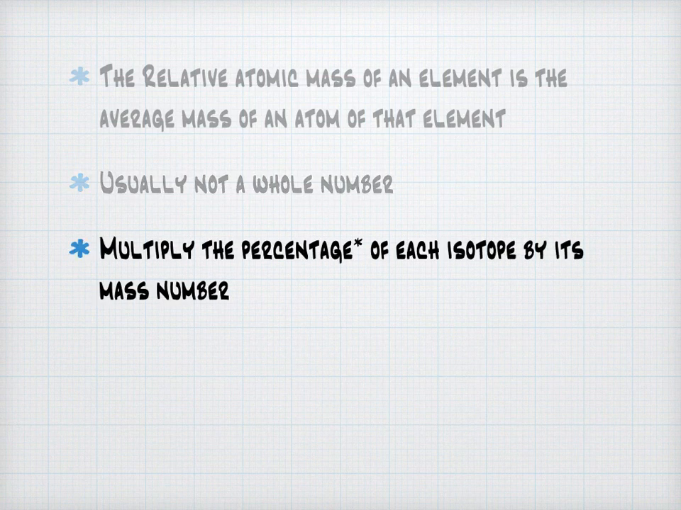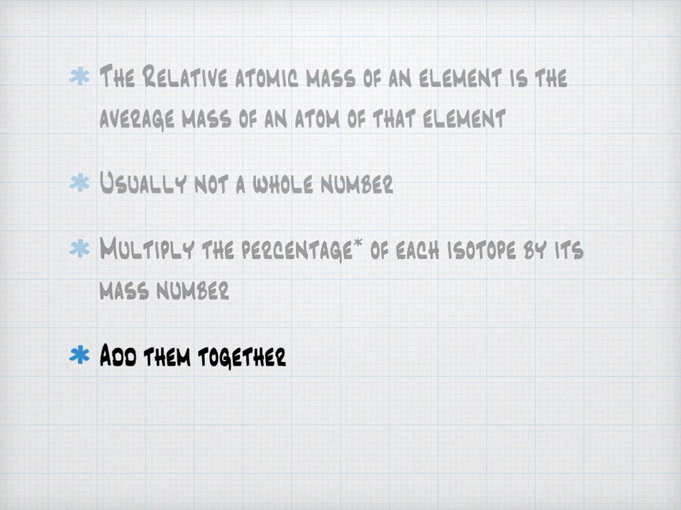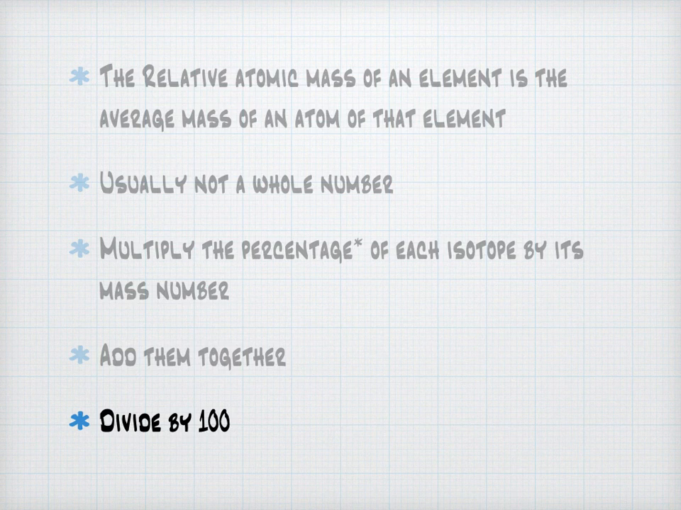To work them out, you multiply the percentage of each isotope, assuming you're working in percentages, by its mass number. Then you add your totals together and divide by 100. And that's it. You probably want to go off and practice a few of those, but that's all for now.